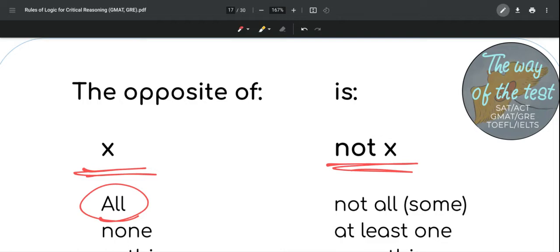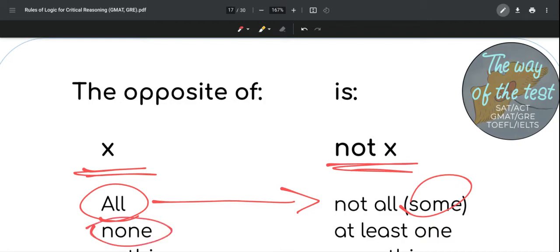And actually, I should have asked you this, but the negative of all is not none. The negative of all is just not all, okay? It's a mistake to think that the opposite of all is none. If I say, not all humans wear glasses, then you cannot conclude that no human wears glasses. You just know that some humans wear glasses. The same way, the opposite of none is just at least one. So basically you're saying not none, okay?